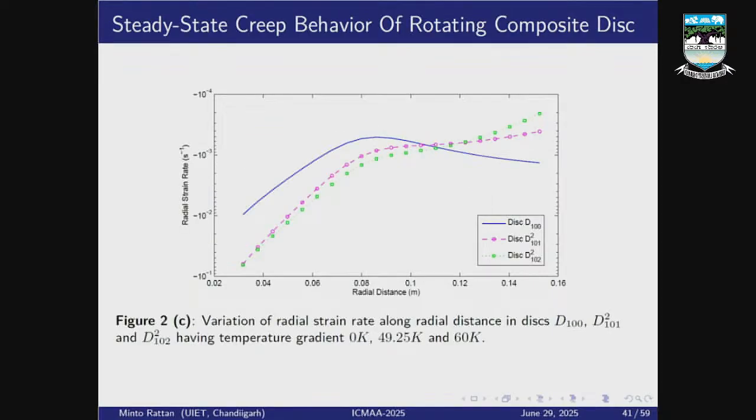From the figure 2c, we can see clearly that with the change in temperature distribution, the radial strain rate is affected significantly for disks having increased temperature gradient of 0 Kelvin, 49.25 Kelvin and 60 Kelvin. For disks with linear and non-linear profiles, the radial strain rate decreases near the inner radius and on the other hand increases near the outer radius in comparison to disks with uniform profile.